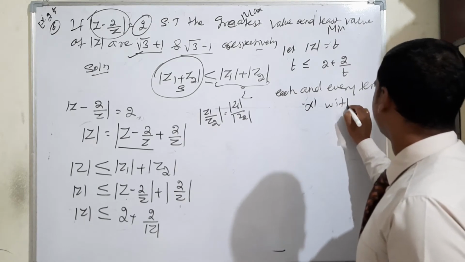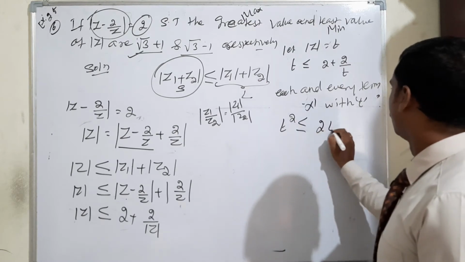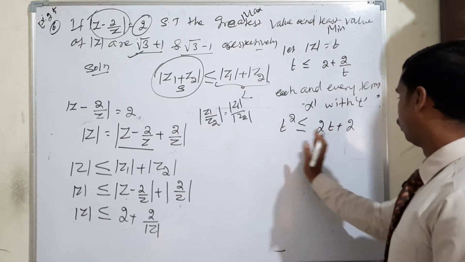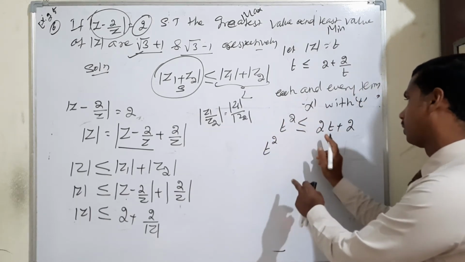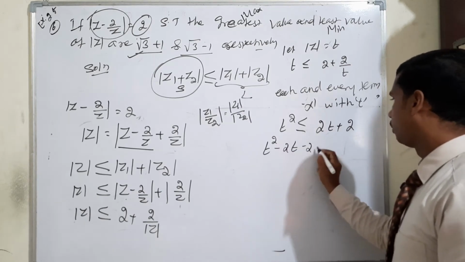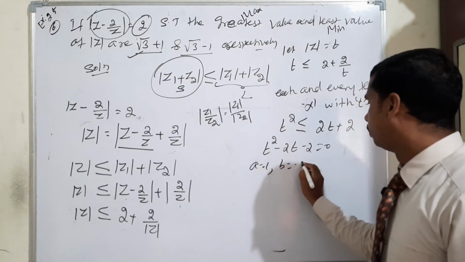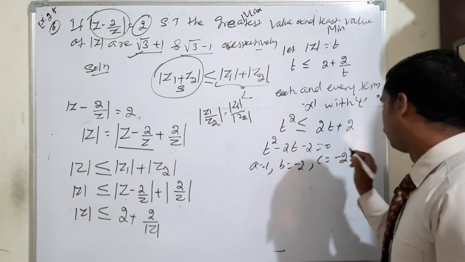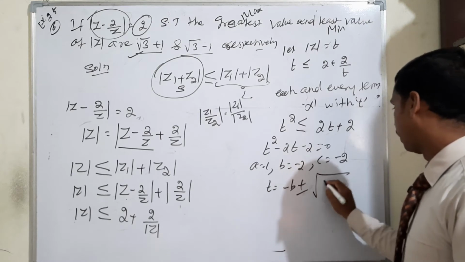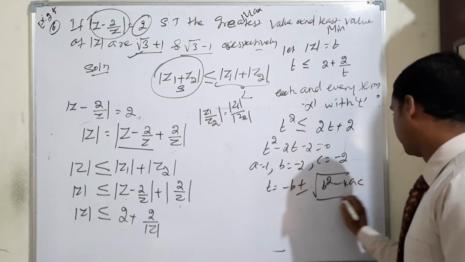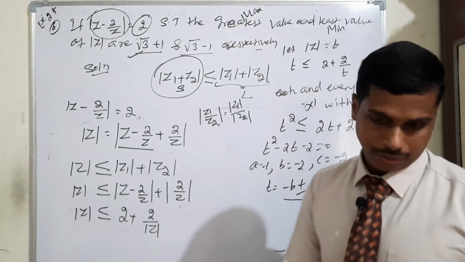Each and every time multiply with t, so t squared is less than or equal to 2t plus 2, since t cancels. If you make it in quadratic form, bring the opposite side terms over and the sign will change. So t squared minus 2t minus 2 is equal to 0. In quadratic form the coefficient a is 1, b is minus 2, and c is also minus 2. What is the formula? t equals the basic quadratic formula: minus b plus or minus the square root of b squared minus 4ac, the whole term divided by 2a.